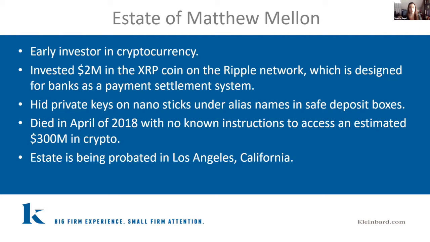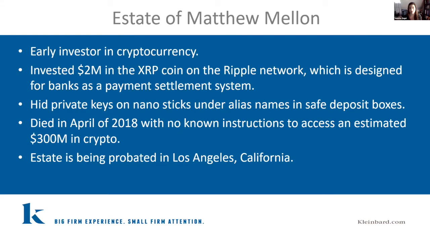Fast forward to April of 2018, he was still having mental health issues and drug issues, and he decided to check himself into a rehab in Mexico. On his way to the rehab, he died under mysterious circumstances. He did not leave any known roadmap for locating the safe deposit boxes or unlocking the map to identify, secure, and obtain these nano sticks that hold roughly around $300 million worth of cryptocurrency. And his estate is being probated in Los Angeles, California.